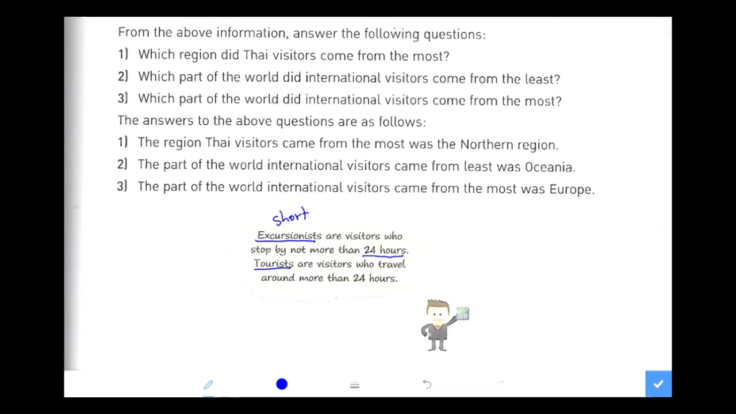If you want to talk about tourists, they are those who come to Thailand to stay for long term. They want to travel to Phuket, to Chiang Mai, and they stay for more than 24 hours. They may come for 1 month, 2 months, or even 1 year. So tourists stay for long term. Okay, so now you know about the words.